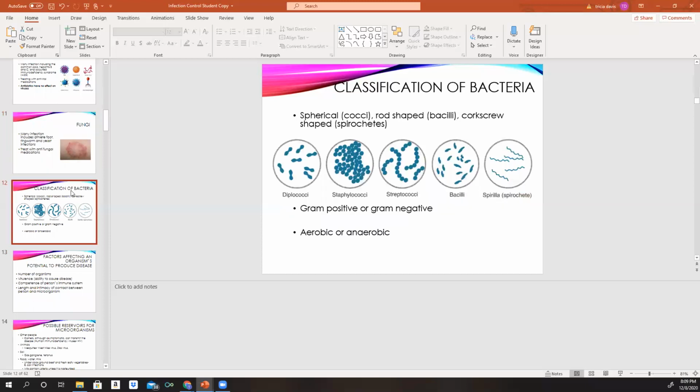So now we have our classification of bacteria. Bacteria is the most significant and most commonly observed infection-causing agent in the healthcare institutions, and we categorize them in various ways. They're categorized by shape. So you have spherical, or we say cocci, or rod-shaped bacilli, or corkscrew-shaped, which are spirochetes. Bacteria can be categorized also as either gram-positive or gram-negative based on their reaction to the gram stain.